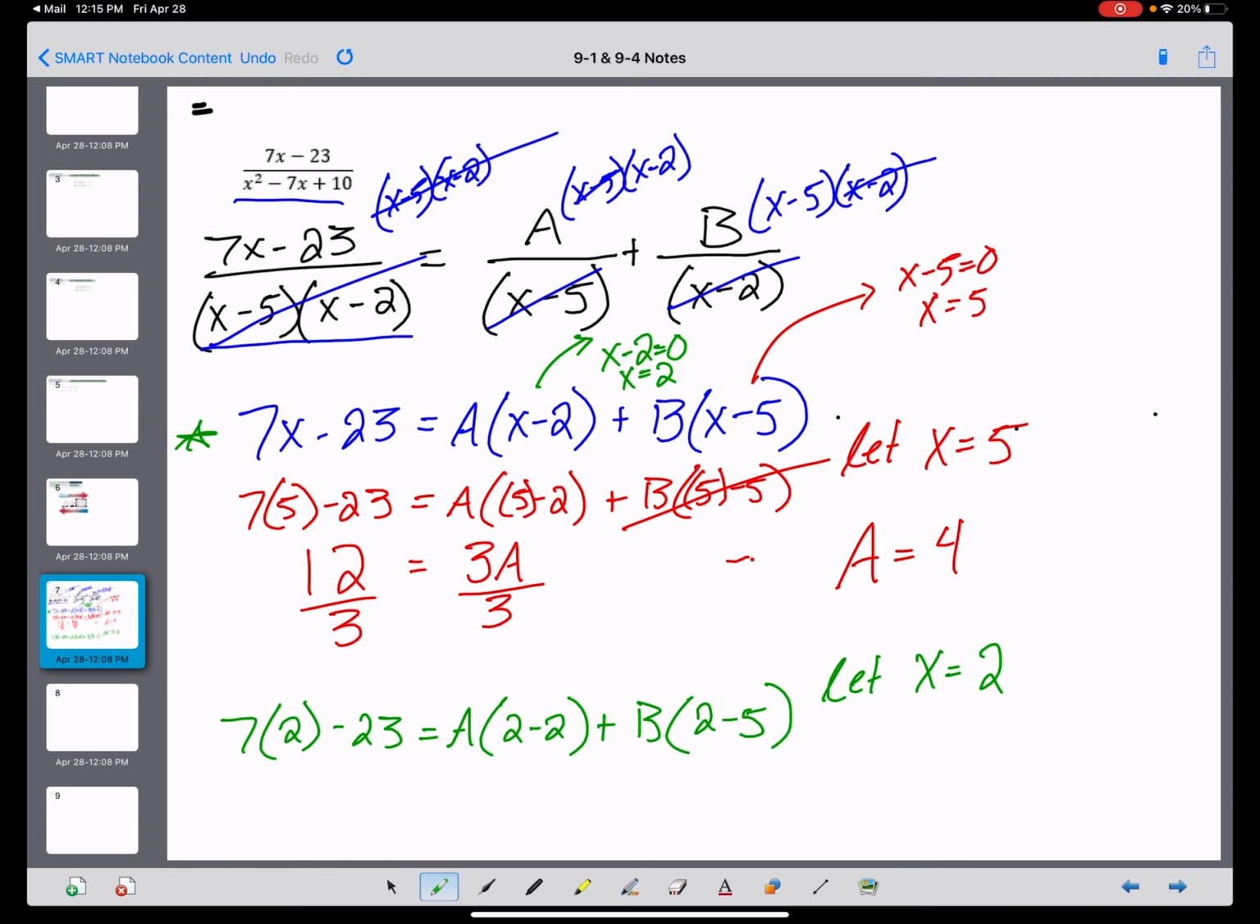Well, 7 times 2 is 14. 14 minus 23 would be negative 9, equals 2 minus 2 is 0, right? 0 times A is 0, so that zeroes itself out. And then 2 minus 5 would be negative 3, so negative 3B. Then I divide both sides by negative 3, and I got B equals 3. So now I found A and I found B.